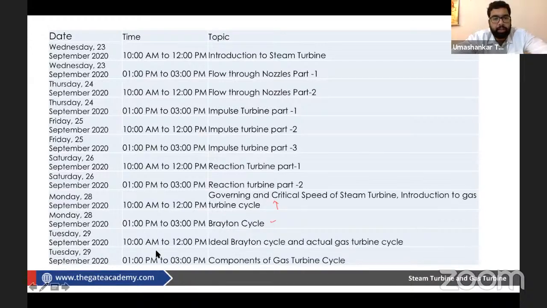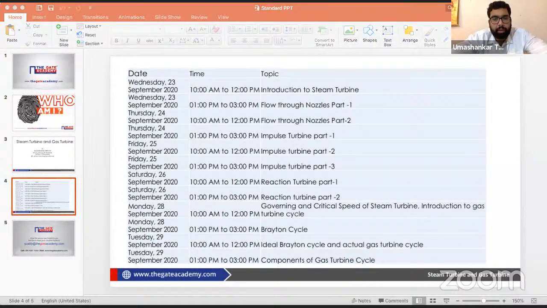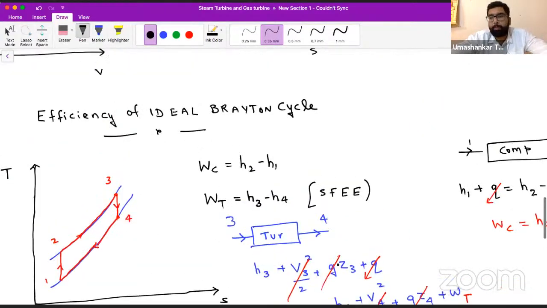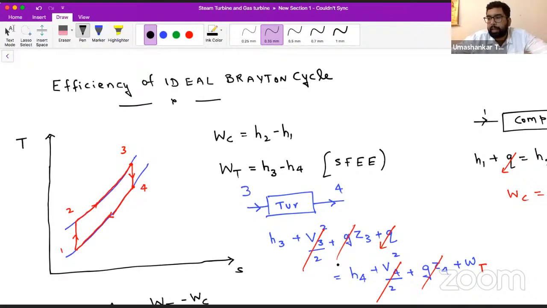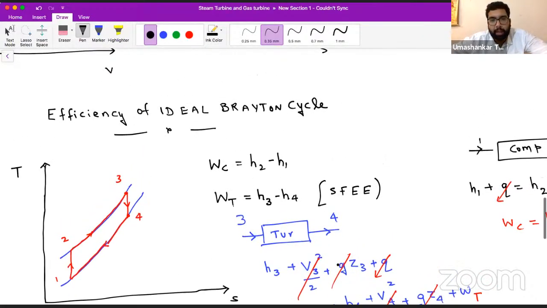In the last session, we left at this point. We were developing the efficiency of the ideal Brayton cycle.